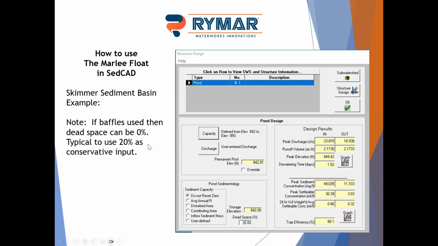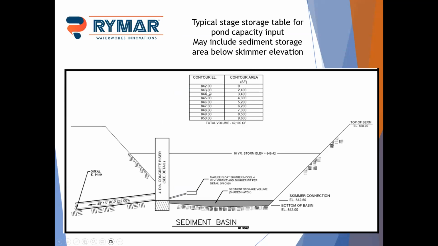Typically we use 20. 0 is not very conservative, so you want to go with 20% as your dead space. Then you're going to go to your structure design. You're probably already going to have your basin generally designed, kind of trial and error, but you'll have your contour elevation and area at each elevation that you've come up with for your sediment basin.